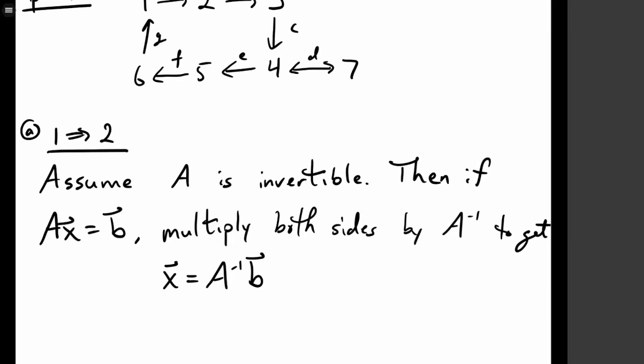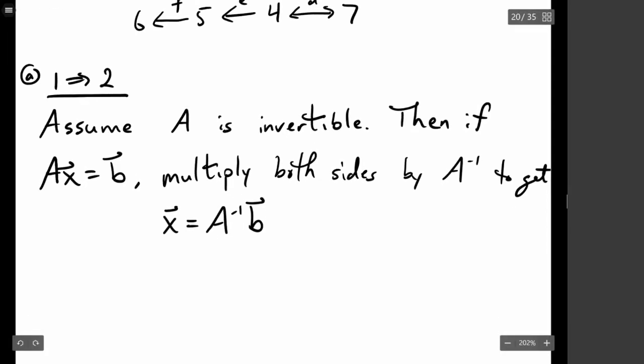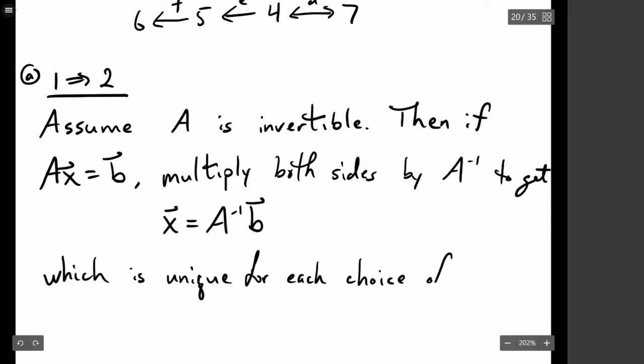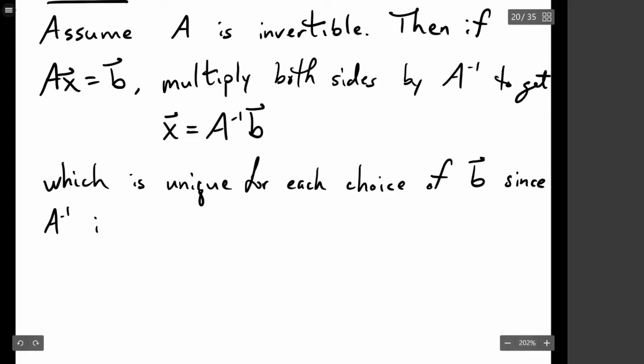All right? And, well, this is a unique statement, right, which is unique for each choice of B since A inverse is unique. Right? Because there's only one inverse, whatever we pick for B, this product A inverse times B, there's only one thing that can be. And therefore, this is your unique solution. All right, so that's 1 implies 2.